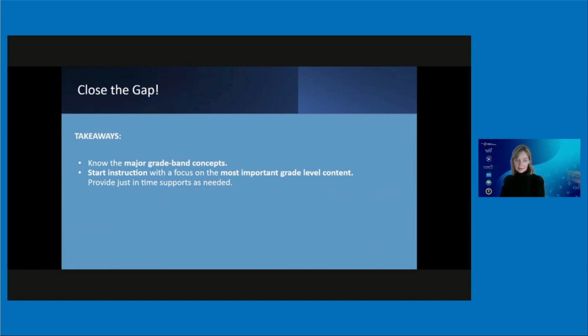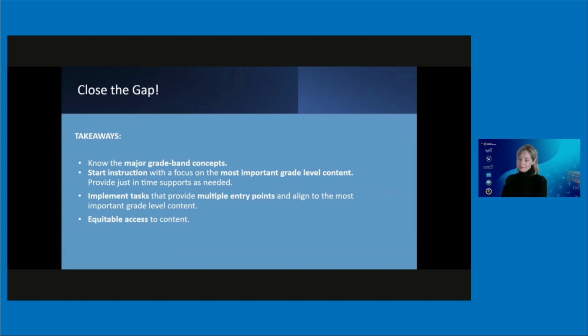The second thing is make sure at the beginning of the year, we start instruction with a focus on the most important grade level content. Provide those just-in-time supports as needed and when needed, as opposed to thinking that students need that before we even begin. Also, implement tasks that provide multiple entry points and align to that most important grade level content.